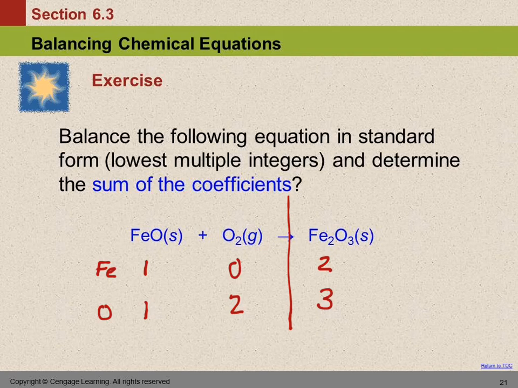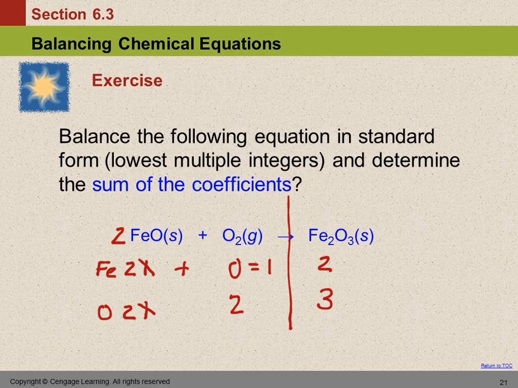And so then you ask yourself, well, is this balanced? 1 plus 0 equals 1. Does that equal 2? No. I need more iron on the left side. So I can do that by putting a number, a coefficient, in front of the FeO. That changes both of these guys. Because now I have 2 irons and 2 oxygens. Do you see that?